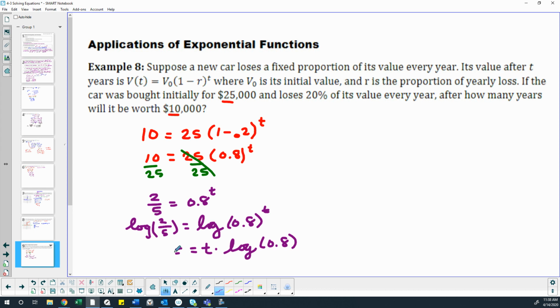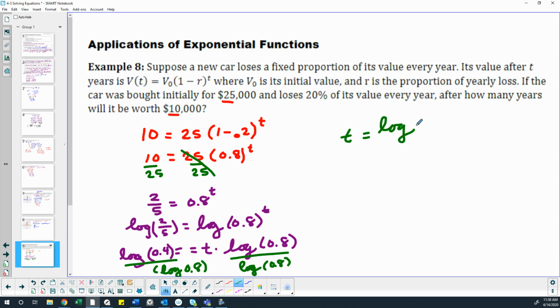And that equals the log of 2/5. If you'd rather, you can just change this to a decimal as well. There's no point in having one side be a decimal and one side be a fraction, but it really doesn't matter. So 2/5 is the same thing as 0.4. Then I divide both sides by log of 0.8 because I'm trying to get t by itself. Okay, so now we know what t is. t is the log of 0.4 divided by the log of 0.8.